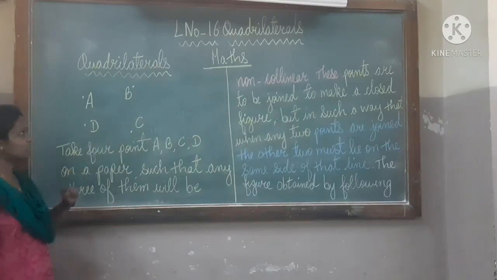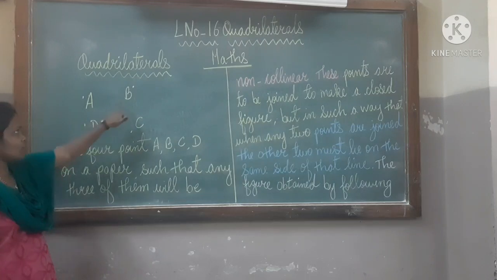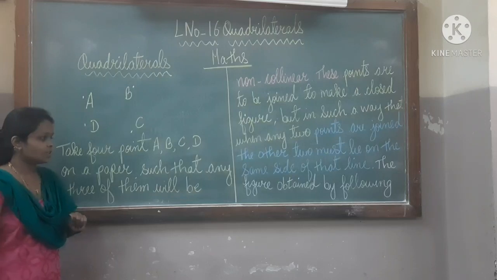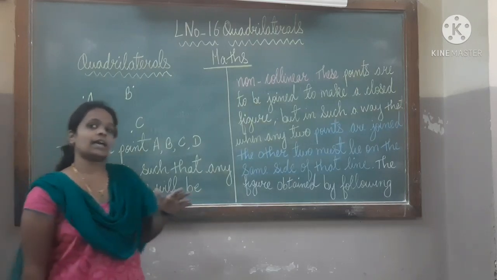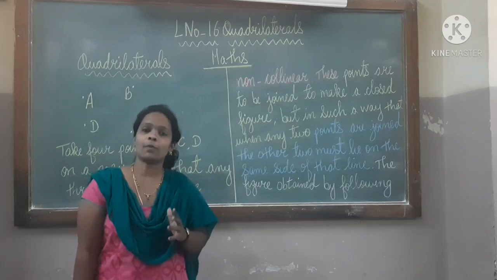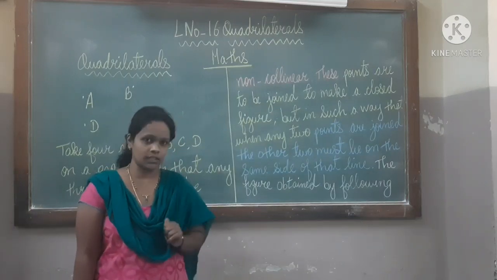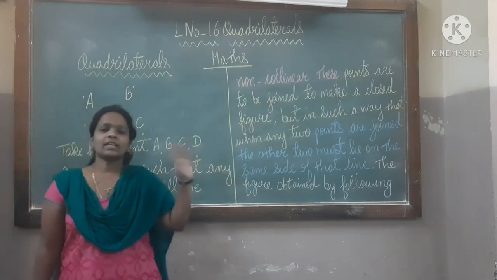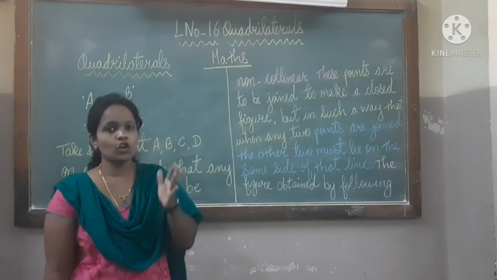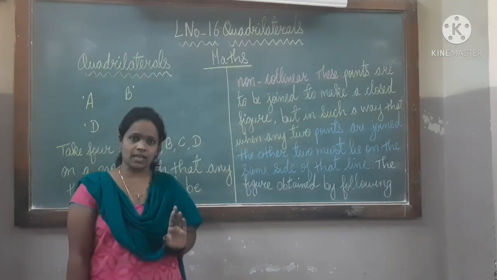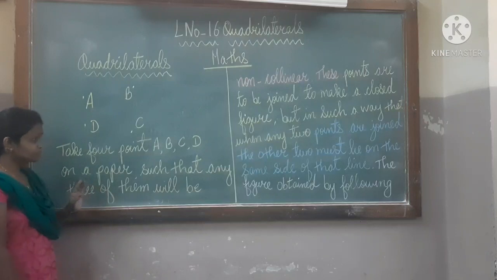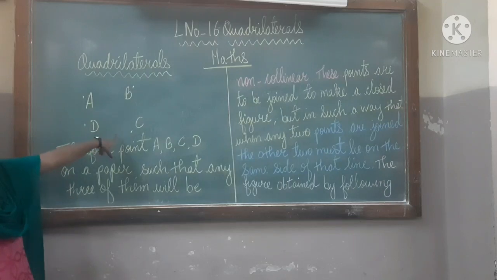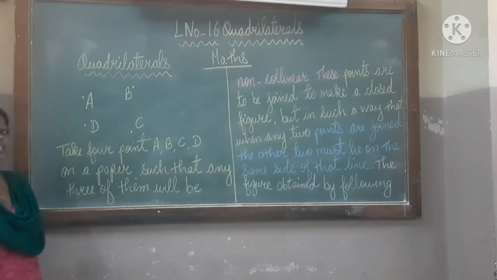Now see on the blackboard, here I have written point A, point B, point C and point D. Before I explain this, I want to tell you one thing: in the previous chapter you have learned about the collinear points and the non-collinear points. The points which lie in a straight line are called collinear points, and non-collinear points are not in a straight line. Here you can see that I have only written the points. Now, why have I written in such a way? Because you should know actually what a quadrilateral is.